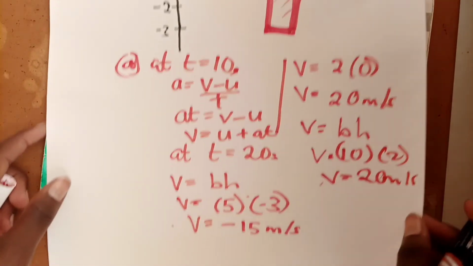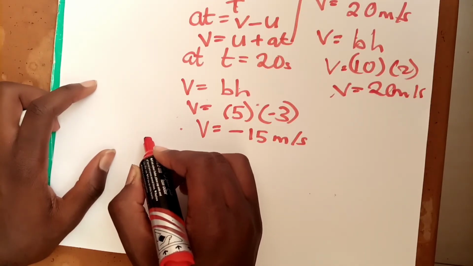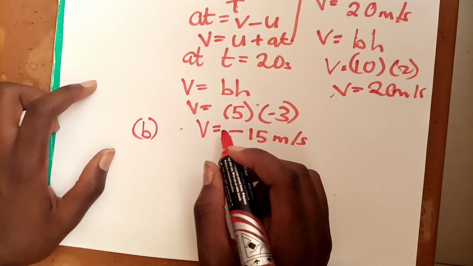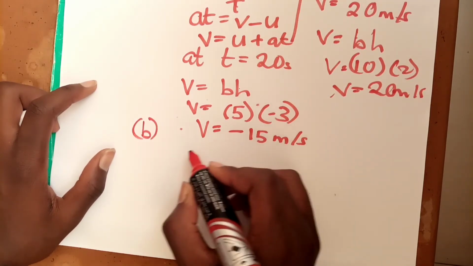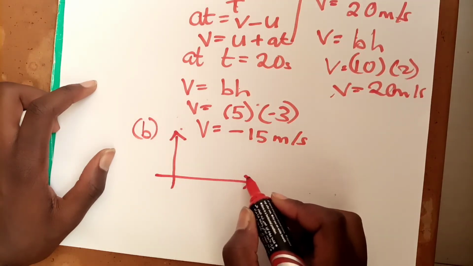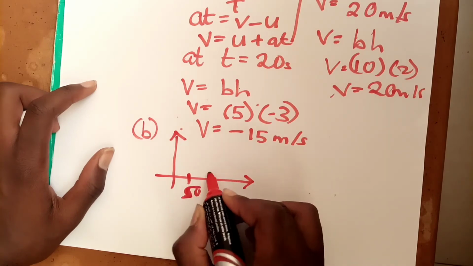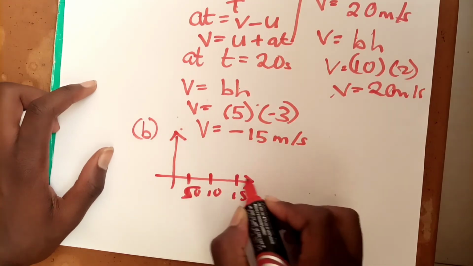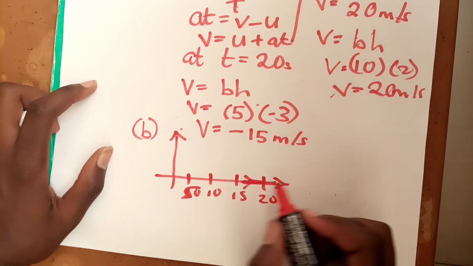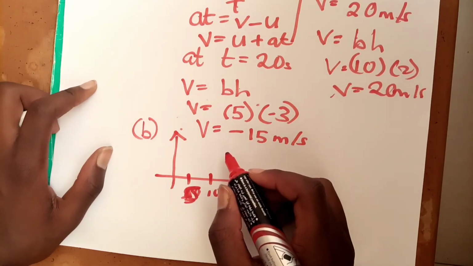So when we go to the B part of the question, when it says the distance traveled in the first 20 seconds, for this one we can utilize the speed time graph. So we're going to draw our velocity time graph. We're going to say 5, 10, 15, and this one can go to 20. So now we can start analyzing our motion.